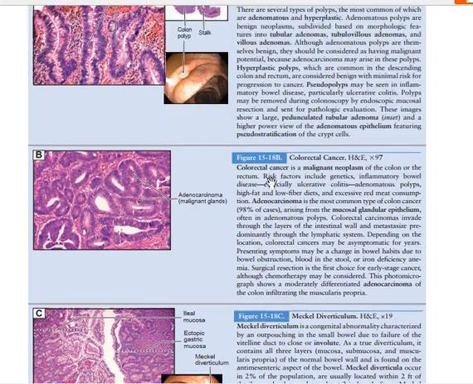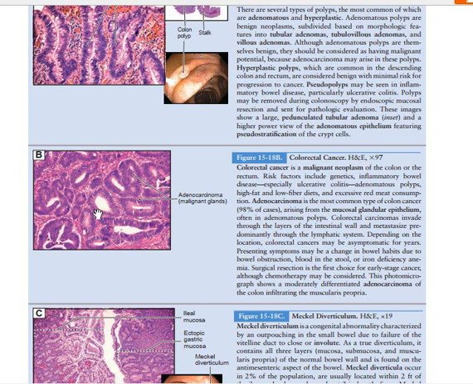So the next one, you have colorectal cancer. Colorectal cancer is a malignant neoplasm of the colon or the rectum. Is it clear? So the risk factors include genetic factors, inflammatory bowel disease, especially ulcerative colitis, adenomatous polyps, and others. Adenocarcinoma is the most common cancer of the colorectal region. So that's why on the histology section you can see adenocarcinoma cells.